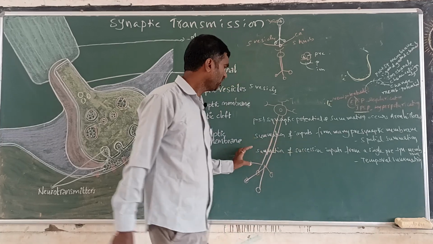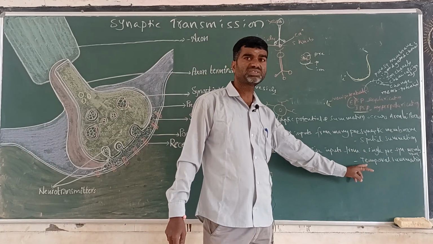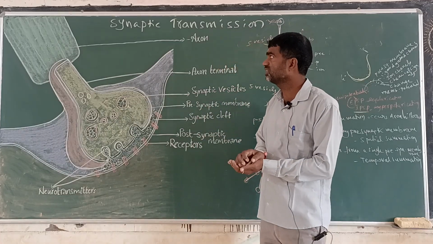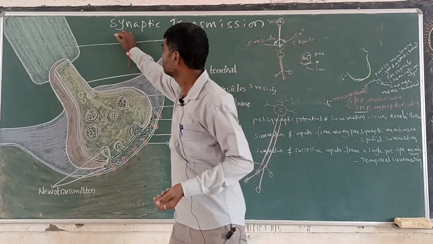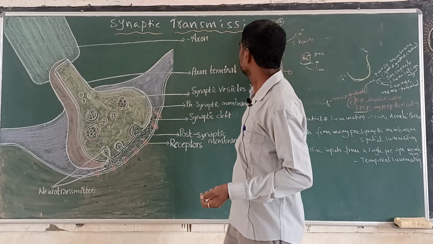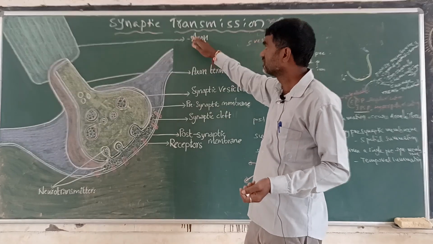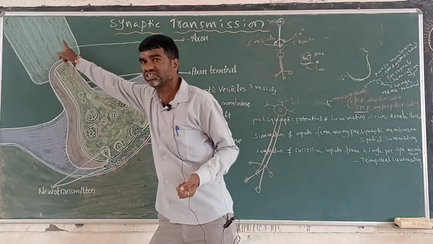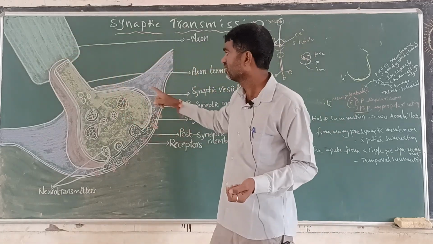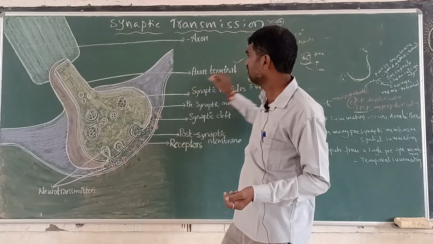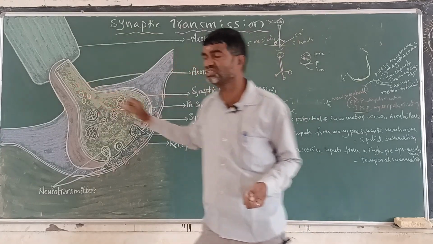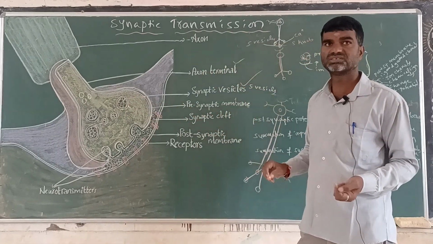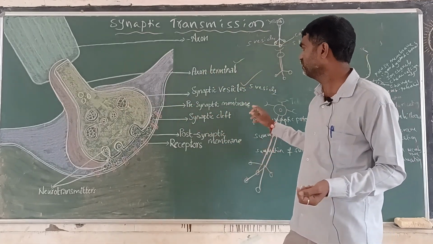Temporal summation. So likewise, spatial summation and temporal summation are both formed in synaptic transmission. If you see the diagram of the structure of synaptic transmission, this is called the axon. We know about the axon, and this part is called the axon terminal region. This is the axon terminal region, and these are called synaptic vesicles.